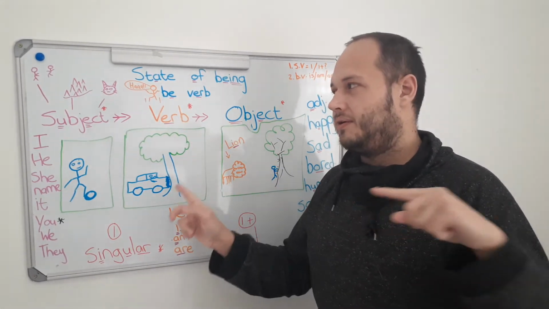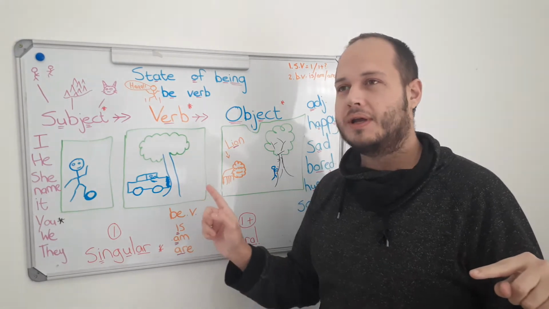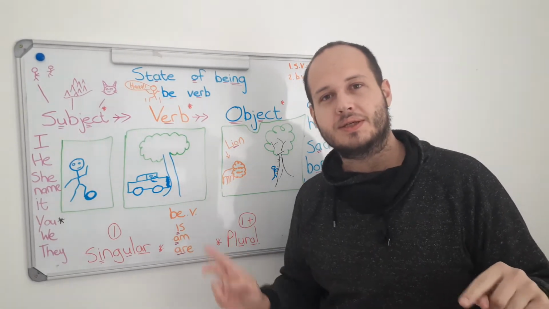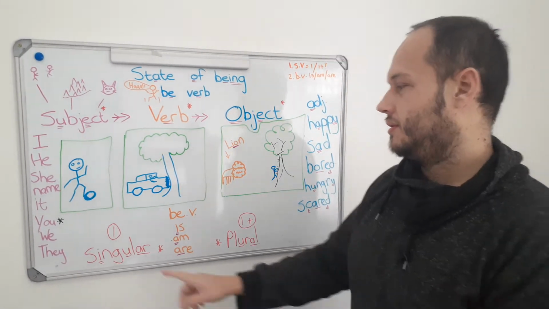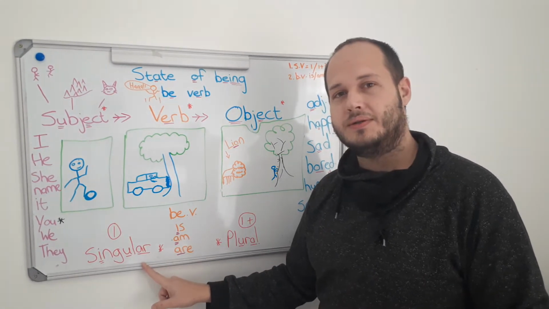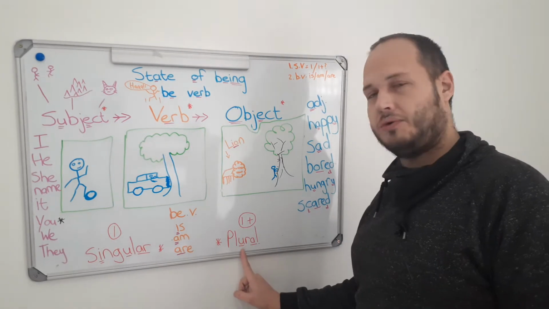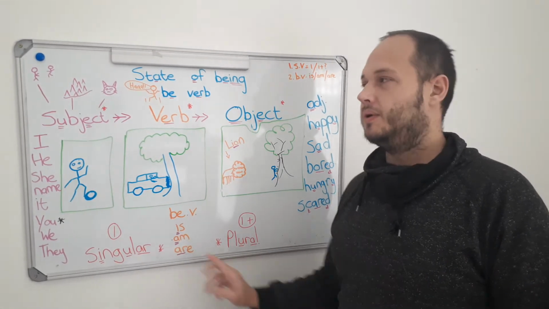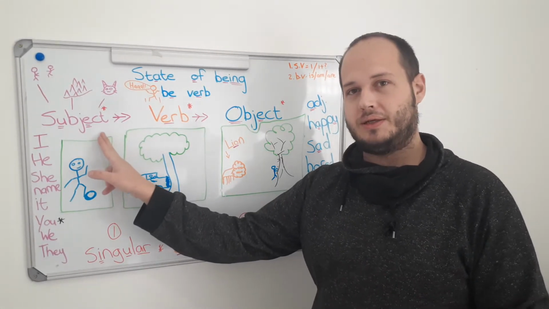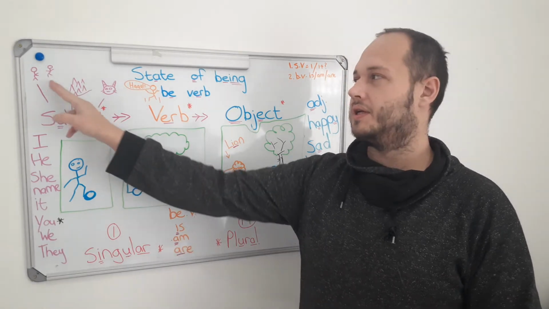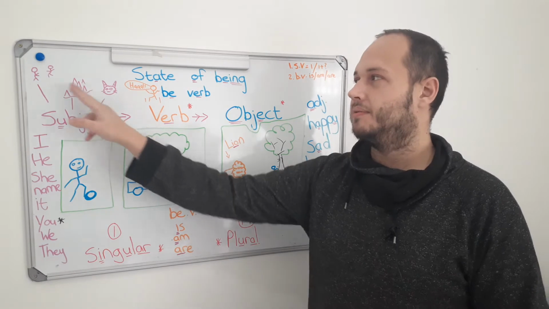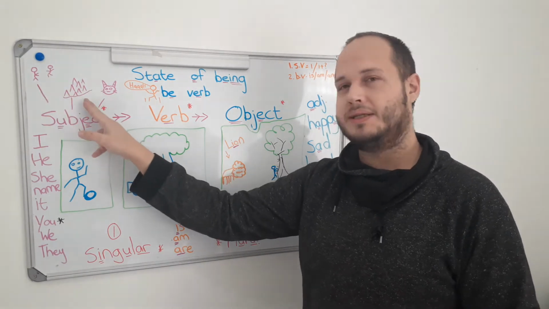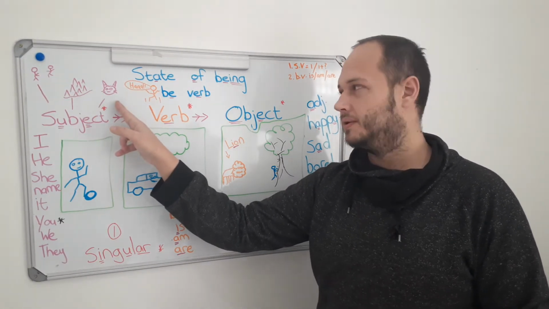The next video, we will go through and create some simple sentences. Before we do that, I want to ask, do you know what singular is? Do you know what plural is? Do you know what a subject is? Do you know that the subjects, there's three little types: people, places, and things.